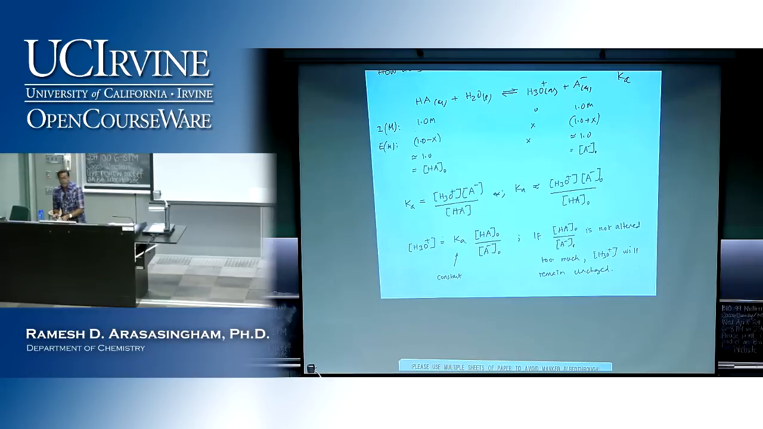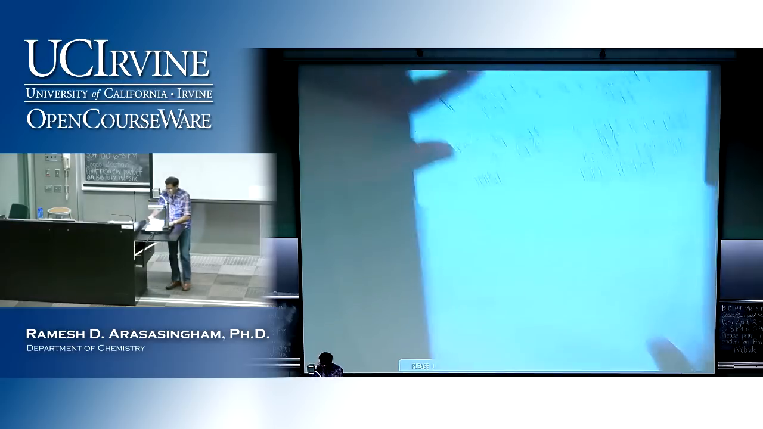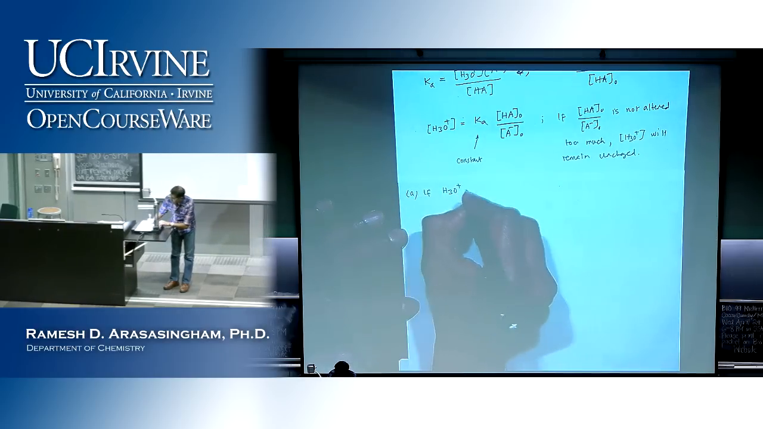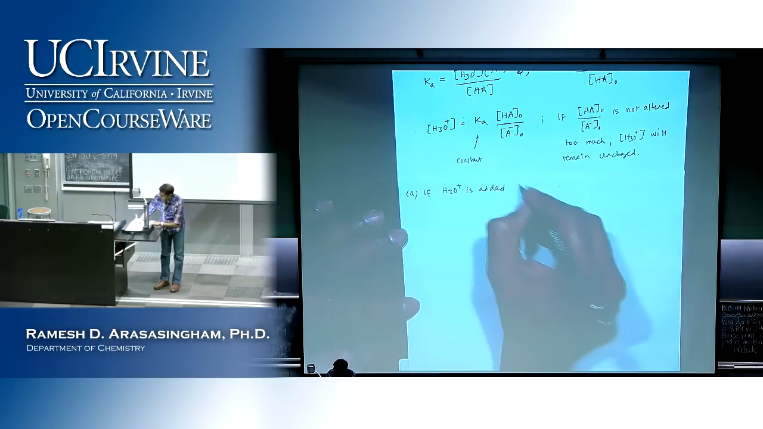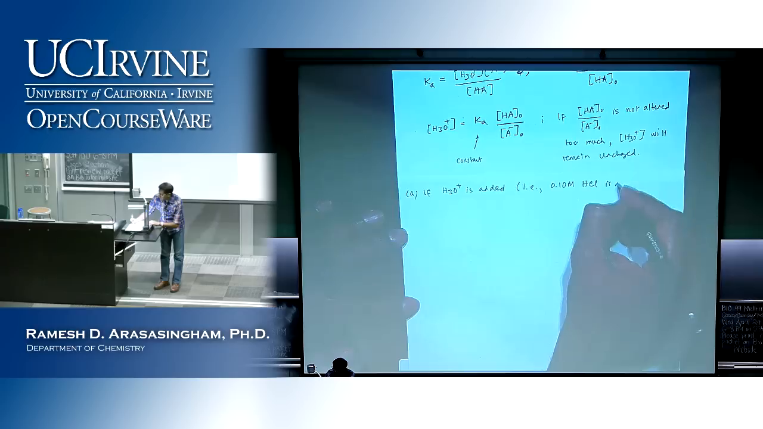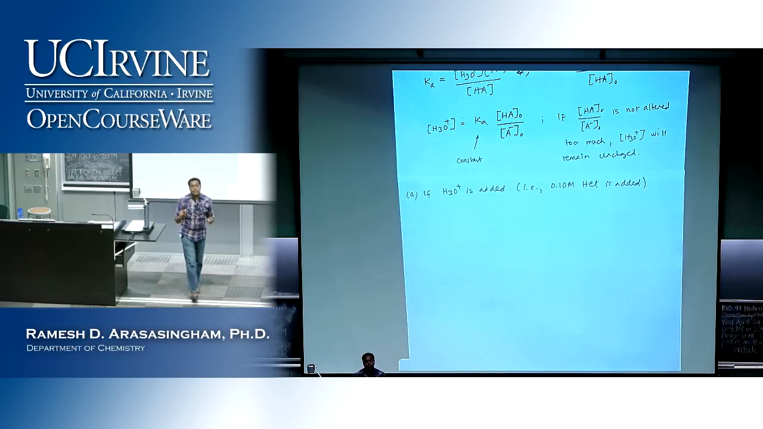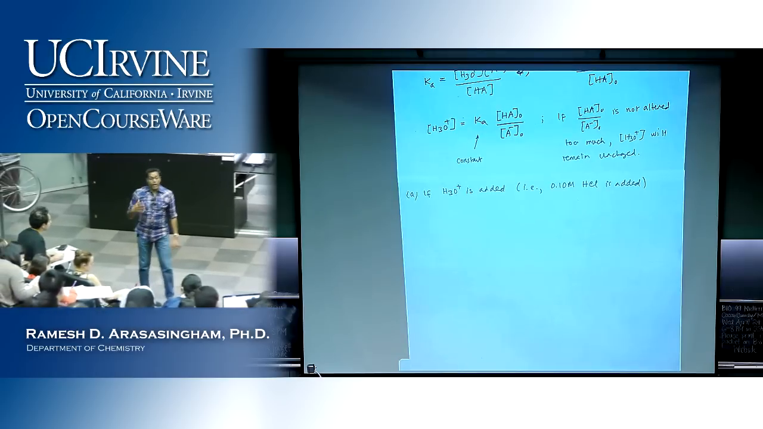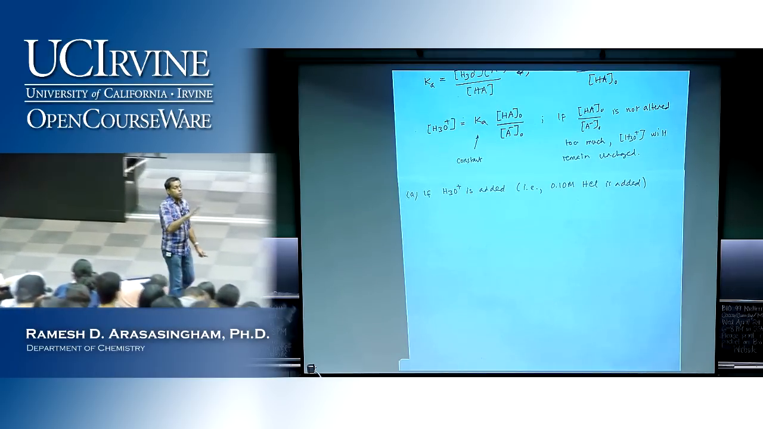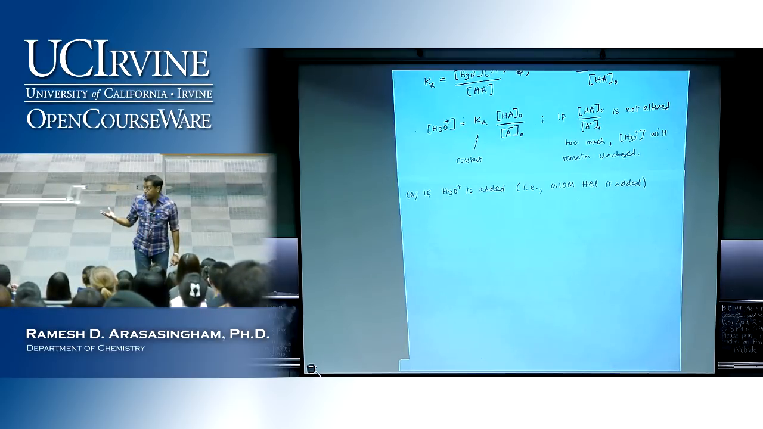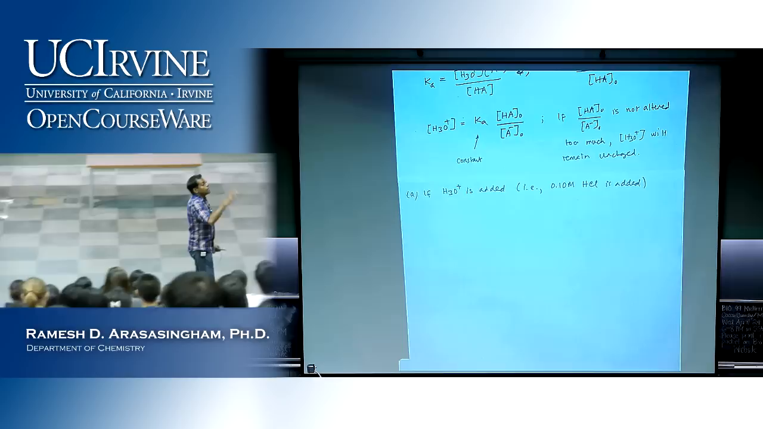All right? So let's look at what happens if you add an acid or a base. Let's look at the first case, where H3O plus is added. In other words, let's say something like 0.1 molar HCl is added. All of you recognize that HCl is a strong acid, and we know that a strong acid dissociates completely. So if I put in 0.1 molar HCl, what is the concentration of the hydronium ion that I'm adding? 0.1 molar. So all I'm doing is adding 0.1 molar hydronium ion.